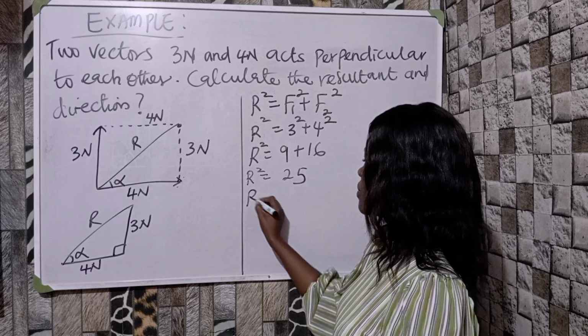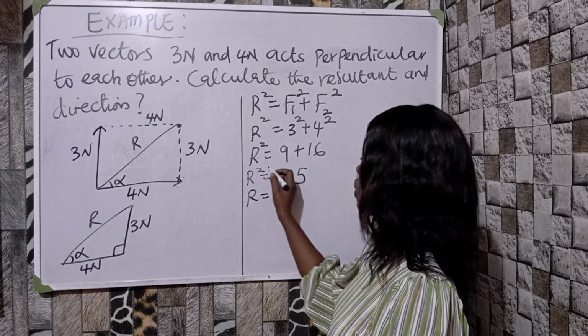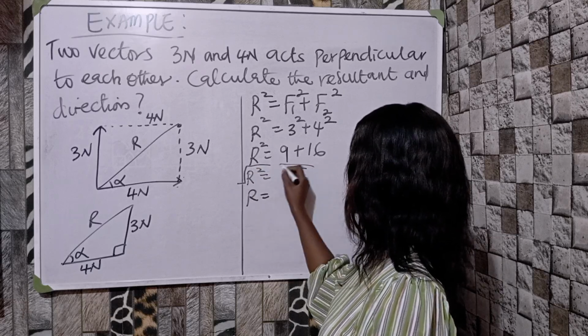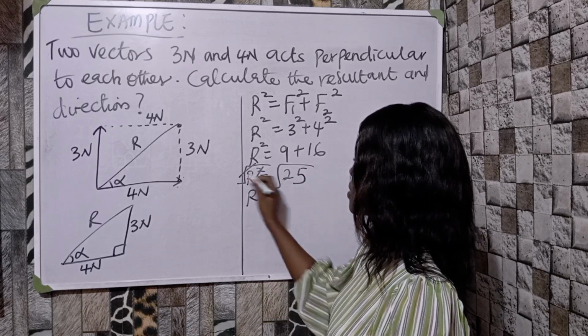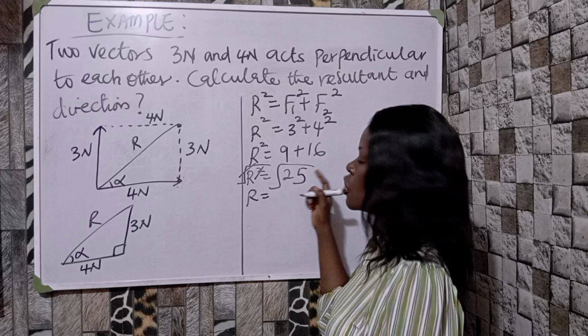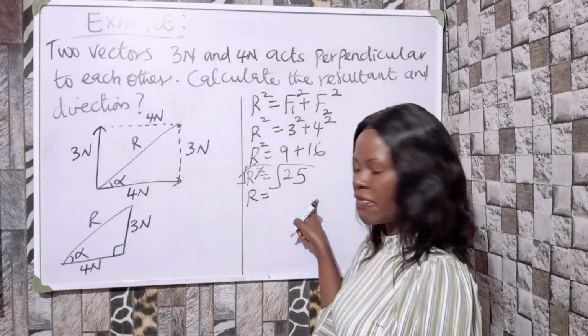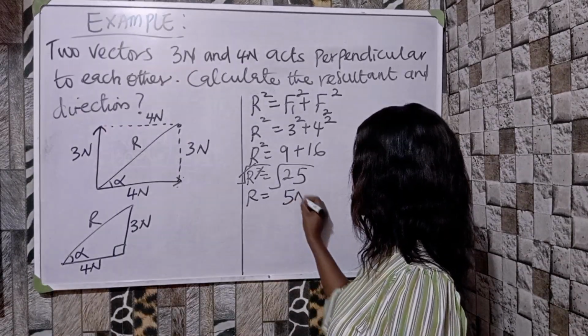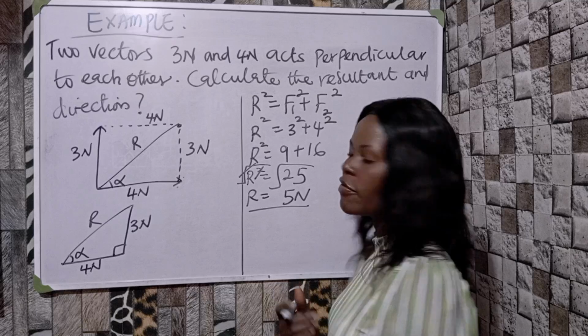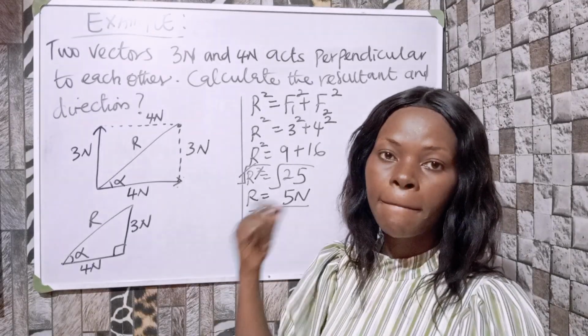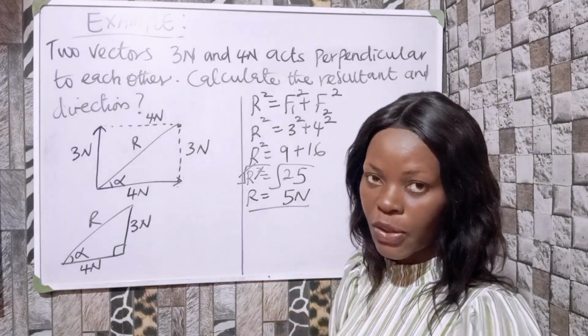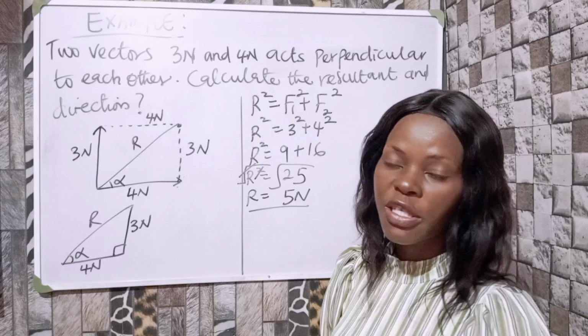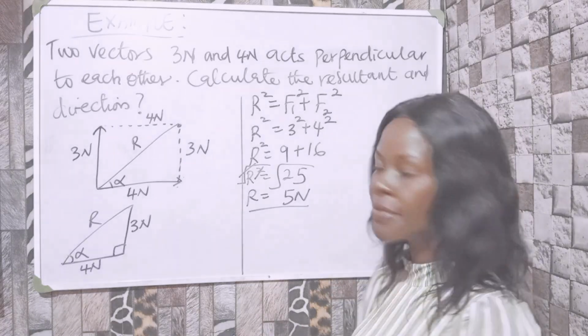So I take root of both sides, so that this will cancel this. R is equal to the root of 25, which is 5. So this is 5 Newton. This 5 Newton becomes my magnitude or resultant. So I'm going to solve for the direction using tan.